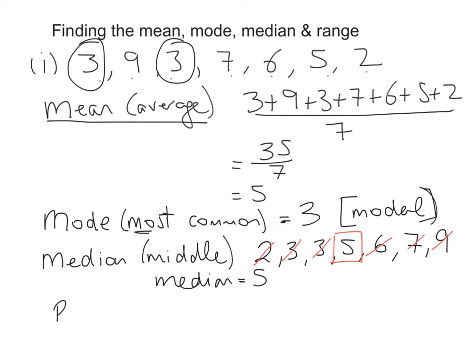And our final average that we're going to calculate is the range. The range is basically just looking at the difference between the largest number and the smallest number. So to find the range, we're going to take the largest number, which is 9, and subtract the number 2 from that, so therefore the range of scores in this particular set is 7.